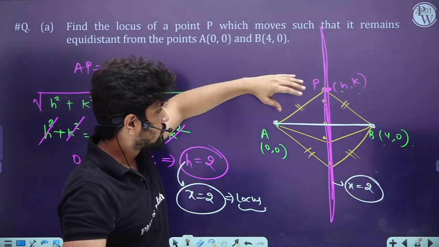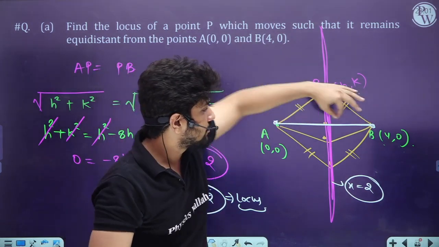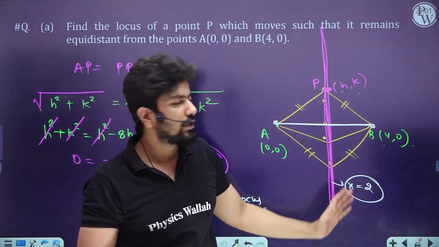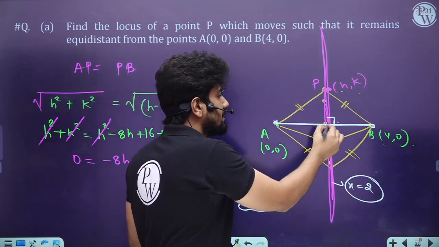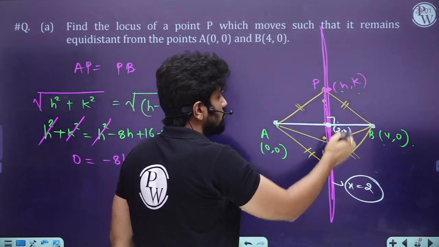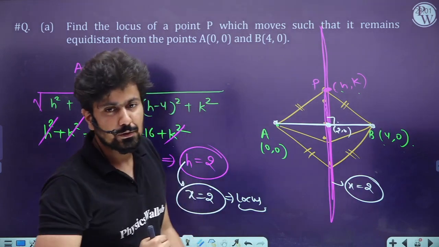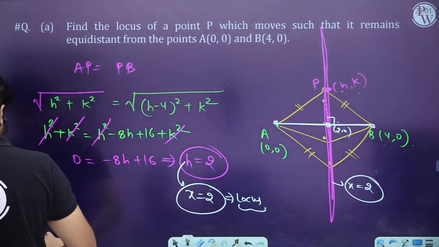So locus of a point which is equidistant from two given points is what? Their perpendicular bisector. This is the perpendicular bisector. Passing through 2, 0, the equation of this line is what? X is equal to 2. Okay, everybody.